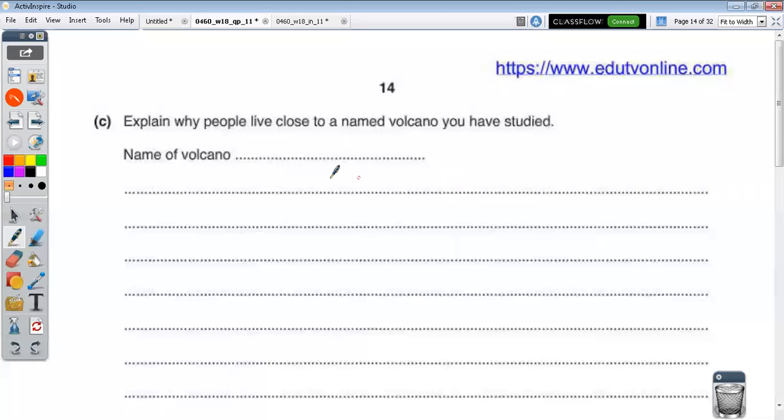For a named volcano, explain why people live close to a named volcano you have studied. So if you go to that case study that I sent you, I think it's page 31 to page 34. There are some case studies of earthquakes and volcanoes.